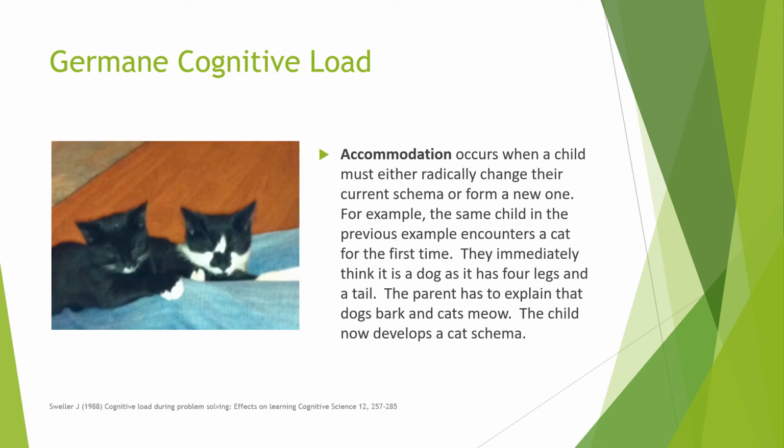Accommodation occurs when a child must either radically change their current schema or form a new one. For example, the same child in the previous example encounters a cat for the first time. They immediately think it's a dog, as it has 4 legs and a tail. The parent then has to explain that dogs bark and cats meow. The child now develops a cat schema.